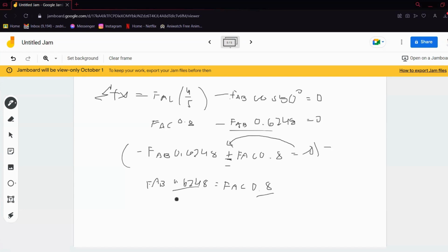Now we divide both sides by 0.6428. And now you have a value of roughly 1.245 FAC. So whatever the value for this FAC, we're actually multiplying it by 1.245. And that would mean that this one will be your first equation. So we're done with the summation of Fx.